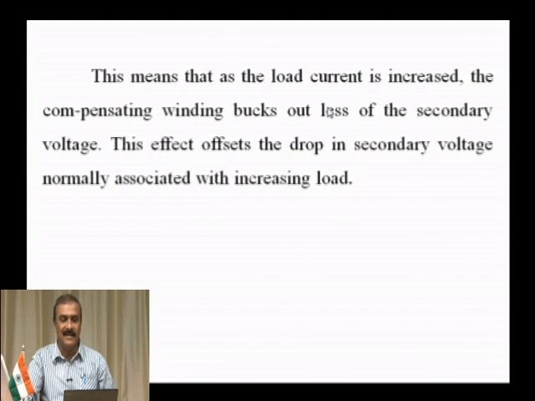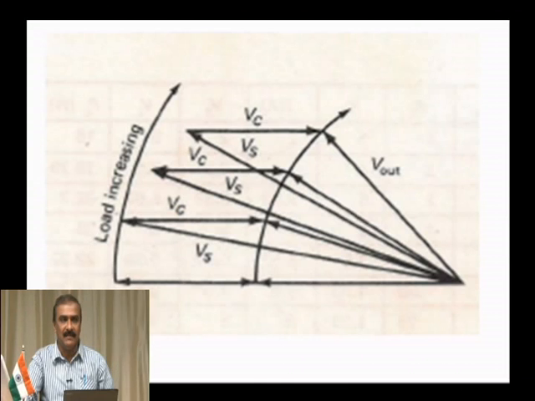So, when load current is increased, the compensating winding bucks out less of the secondary voltage. This will have a bucking effect. So the effect is to offset the drop in secondary voltage normally associated with increasing load. You can see here, this is the graph, you can easily understand. This is your V out, this is your secondary voltage Vs. You can see the locus of this voltage, with load increasing in an erratic manner.